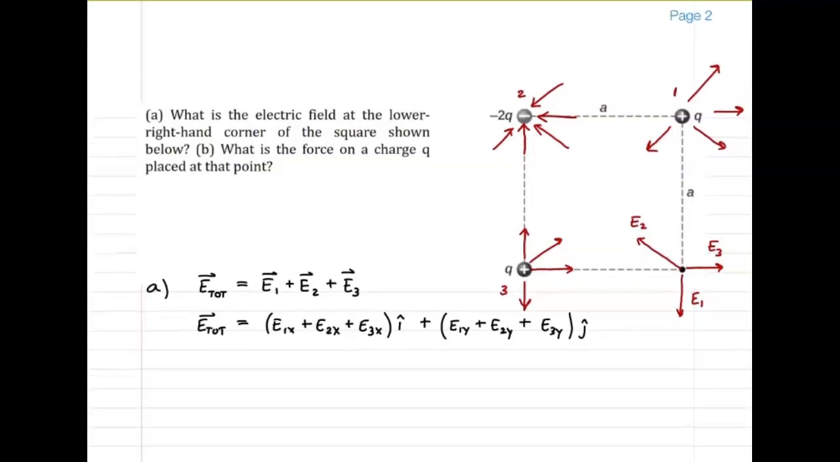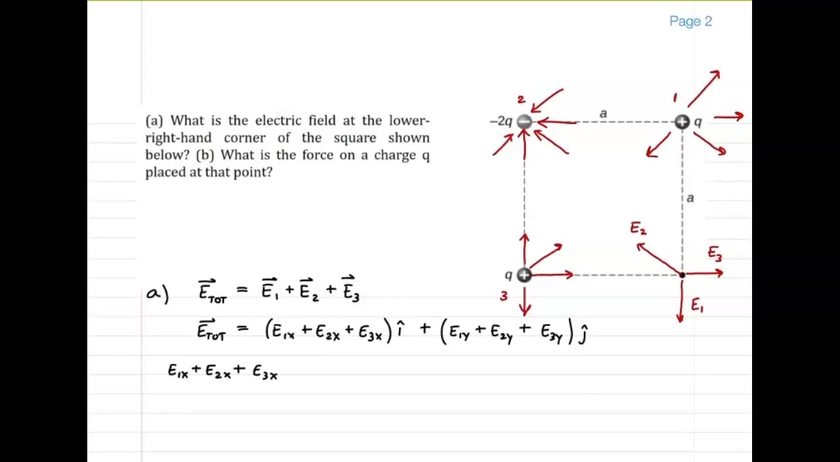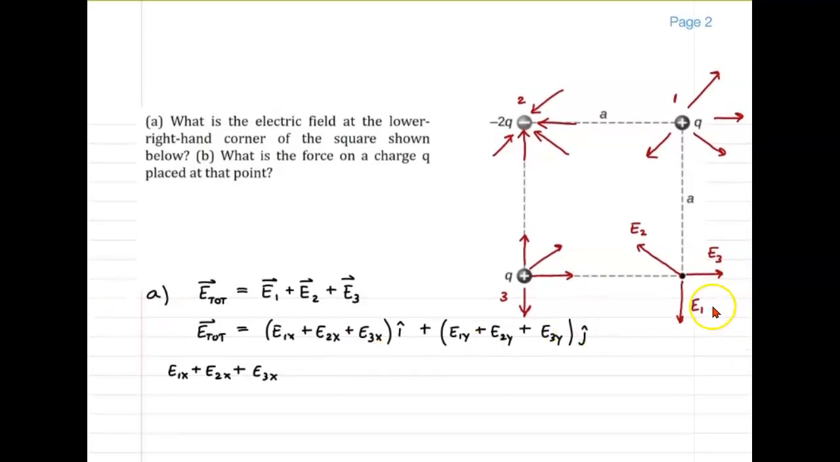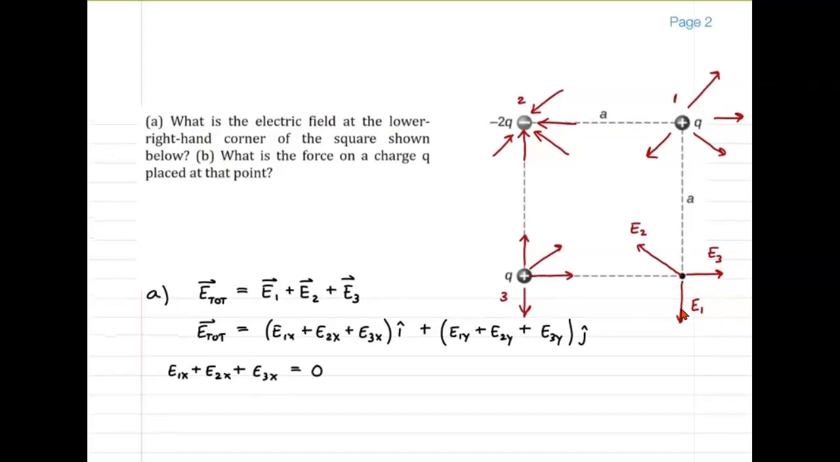Okay, so let's figure this out. E1x plus E2x plus E3x. So I'm just going to look at the x components now. What is E1x? Well, you can see that for E1 there are no x components, it's all in the negative y direction. So E1x is equal to 0. What about E2x? Well, E2 does have an x component. The x component, if you want to zoom in here, will be equal to, this is what it looks like, E2x.